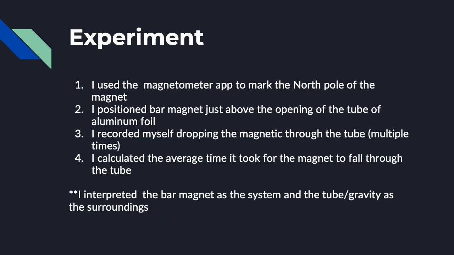Step 1. I used the magnetometer app to mark the north pole of the magnet. Then I positioned the bar magnet just above the opening of the tube of aluminum foil. Then I recorded myself dropping the magnet through the tube multiple times. And lastly, I calculated the average time it took for the magnet to fall through the tube. I interpreted the bar magnet as the system and the tube as well as gravity for the surroundings.